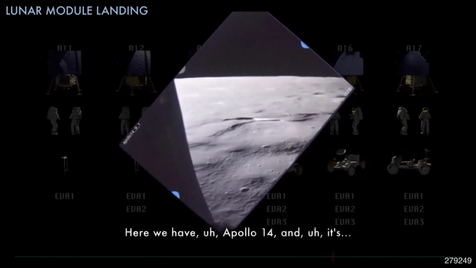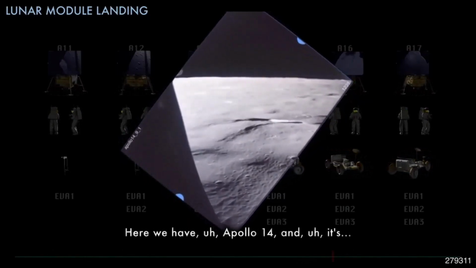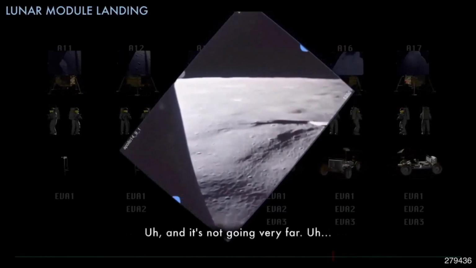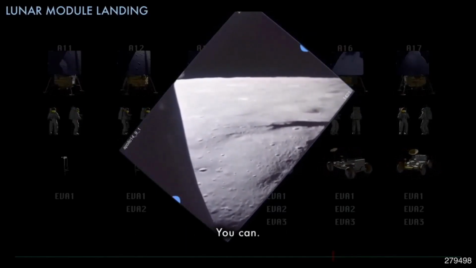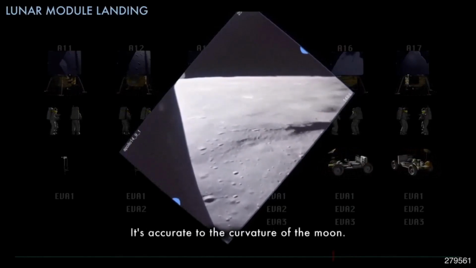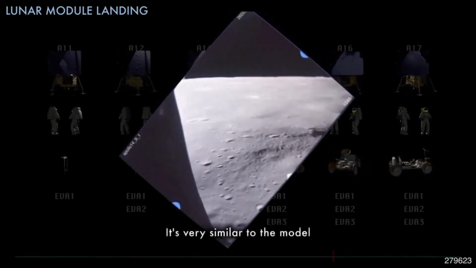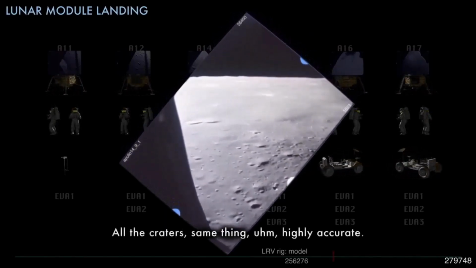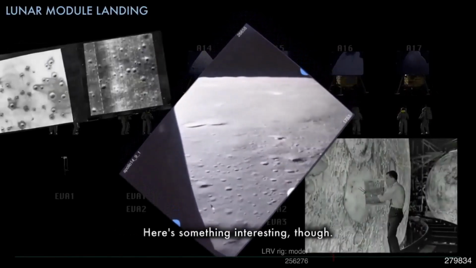Here we have Apollo 14 landing on its model. And it's not going very far. You can see that it's a curved model. It is accurate to the curvature of the moon, so it's very accurate. It's very similar to the model we just looked at for the LRV. All the craters, same thing, highly accurate.